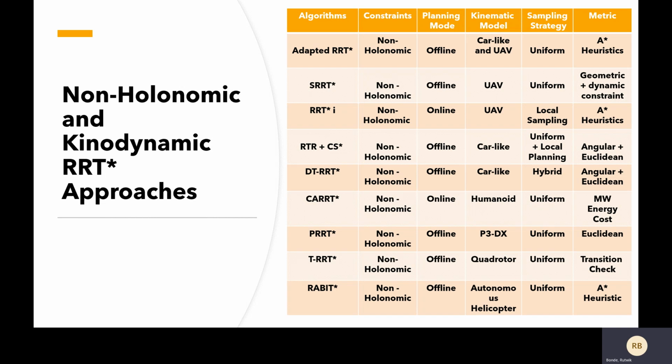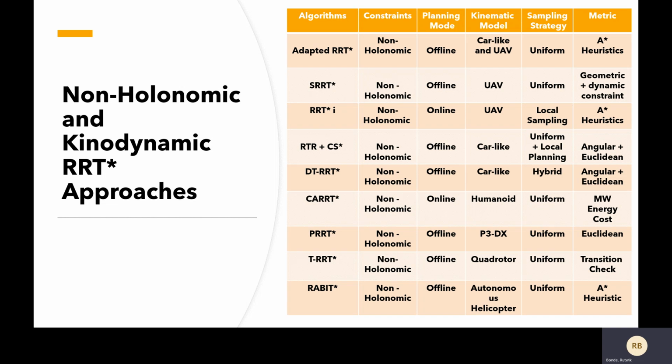So the DT-RRT star is basically the dual tree RRT star, which addresses the kinodynamic planning for high-speed mobile robots and produces practically feasible trajectories. Instead of using rewiring, it uses reconnect tree schemes to maintain child nodes with reduced computational cost.